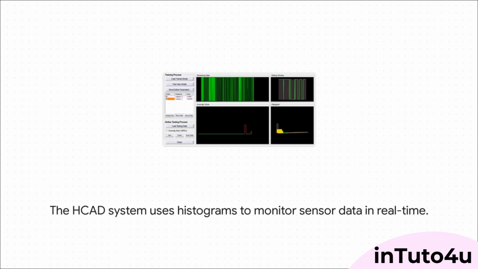So how do you solve that? Well, researchers took our simple histogram and gave it a major upgrade. They built this system called HCAD. That's for histogram-based categorical anomaly detection. And as you can see, this thing is built to sift through those massive data streams in real time.